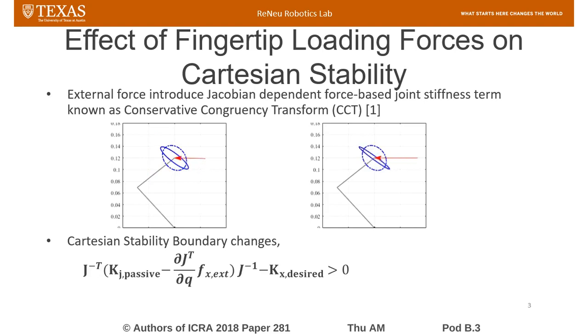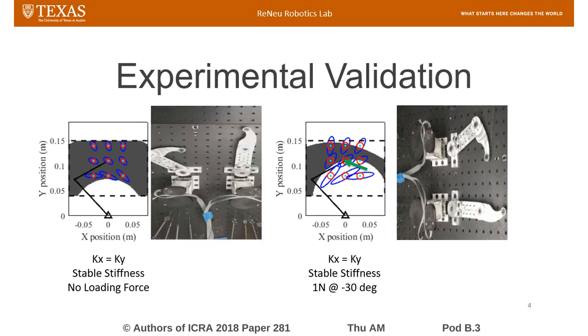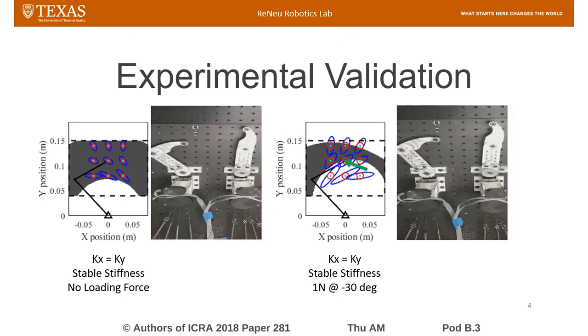And we include a Jacobian-dependent force-based joint stiffness term known as the conservative congruency transform into our stability criteria. And to validate our theory, we predict the stable workspaces for two cases of desired controller stiffness. And as we can see, our system is successfully able to predict the stability bounds for both unloaded, as shown on the left, and loaded cases on the right.